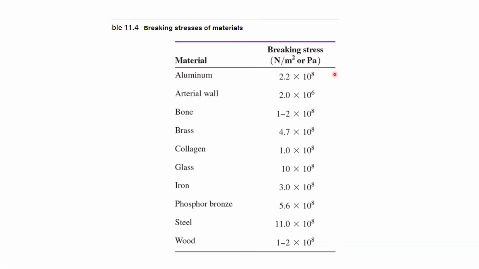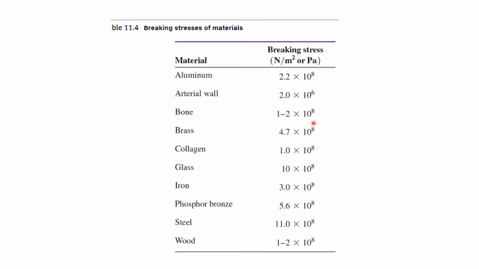It is interesting to note that many parts of your body are very strong. Here is the breaking stress in pascals used to break various kinds of metal, brass, glass, and steel, and wood, and so on and so forth. But if you look, your arterial wall is pretty strong. Not as strong as aluminum, but still pretty strong. You've got to have a lot of newtons per square meter to actually break that.